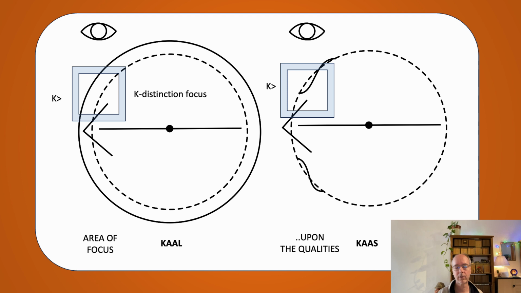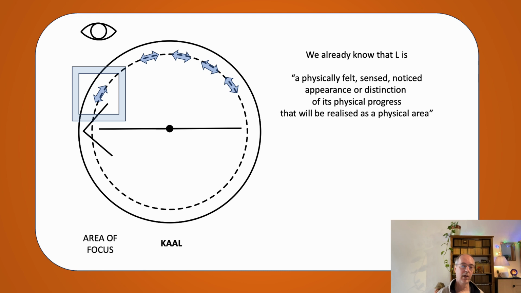What can we use of this? This is the question mark, and we focus upon it with K. What can we use of it? And we try to distinguish the differences that we notice in this area. We already know from the previous video that the L is something that is physically felt, it's sensed, it's noticed.